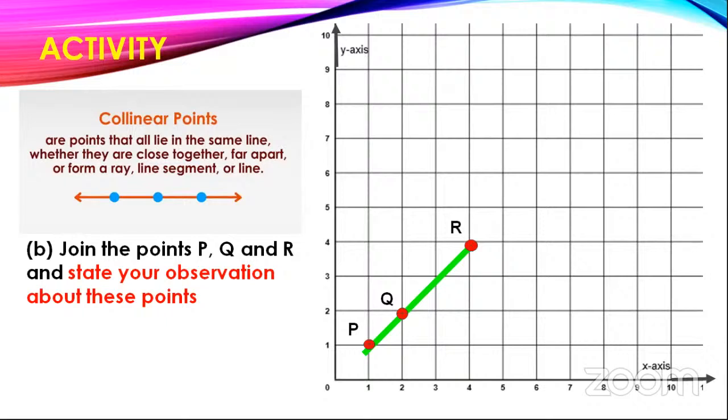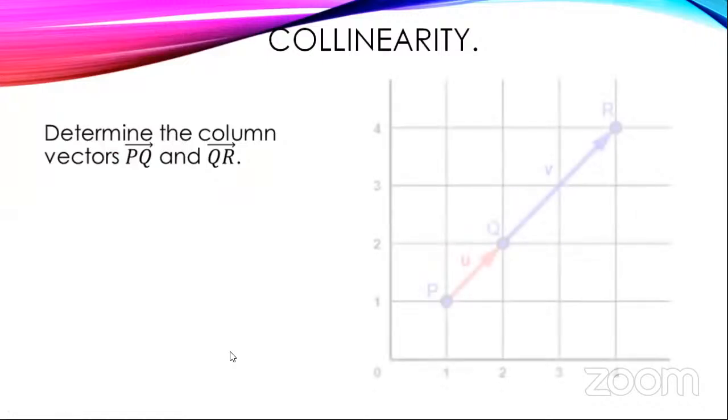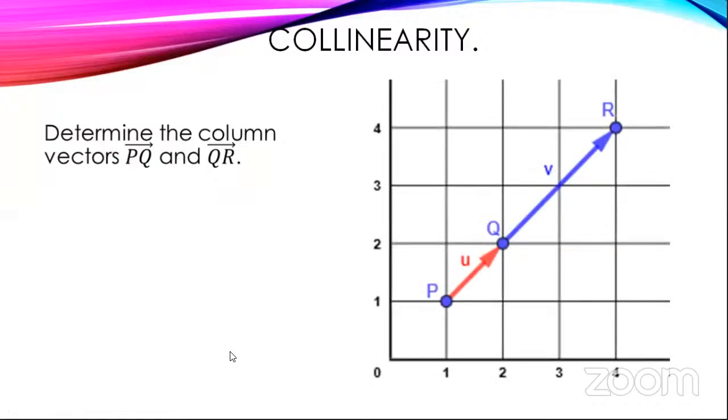They don't have to be close. They can be apart. But in order to check for collinearity, there must be a common point. All right. Let's see what else we can take them through before we finish this session. So we are now going to try and determine the column vector. So we already have exhausted how to arrive at the column vectors.